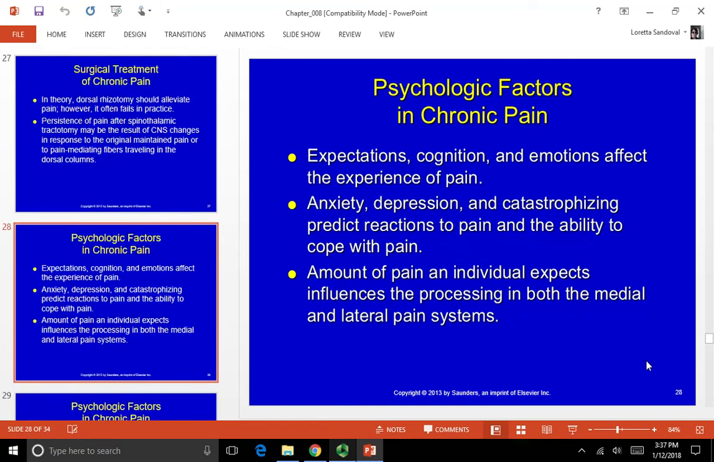So obviously there are some psychological factors. Well, I talked about with the therapeutic neuroscience education, expectations, cognition, and emotions all affect the experience of pain. Anxiety, depression, and catastrophizing predict reactions to pain and the ability to cope with pain. The amount of pain an individual expects influences processing in both the medial and lateral pain systems.